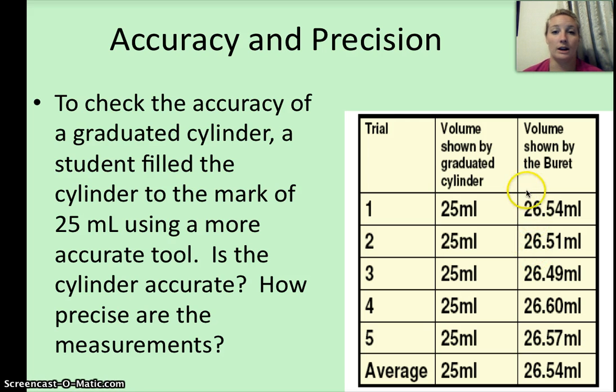Precision, again, is how close they are to each other. 26.54, 26.49, they're all kind of within a tenth of a milliliter. So that's pretty good. So I'd say that these are precise, but not that accurate.